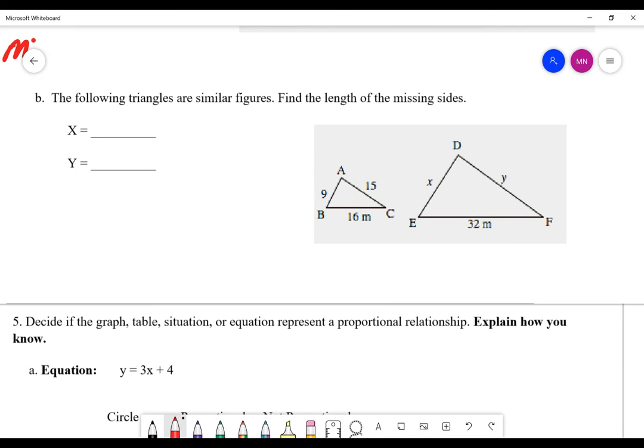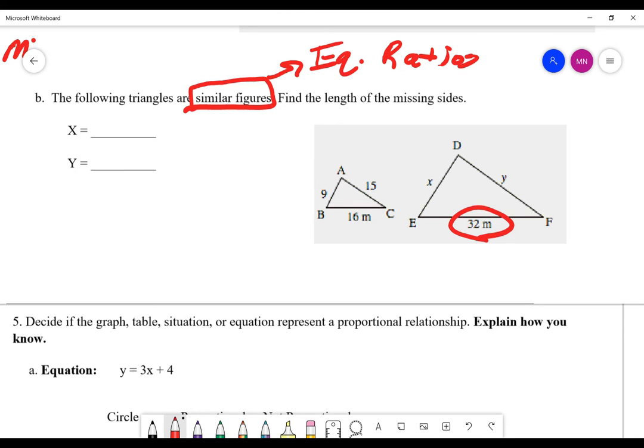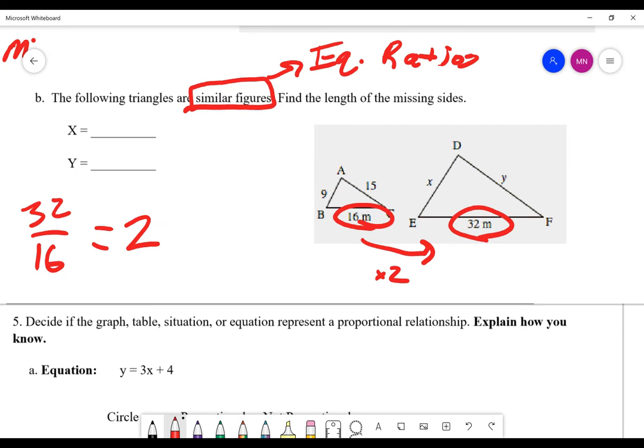Find the length of the missing sides. Okay, well, when it says they're similar figures, that's telling me that they have equivalent ratios. In other words, corresponding sides like 32 and 16, that equals 2 if we divide them. So that means we have to multiply 16 by 2 to get to 32.